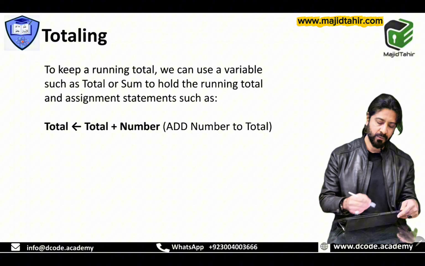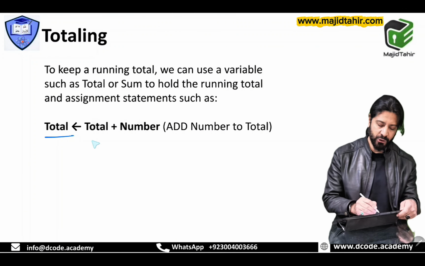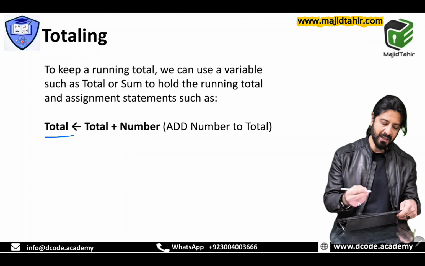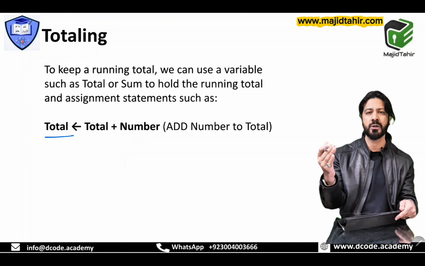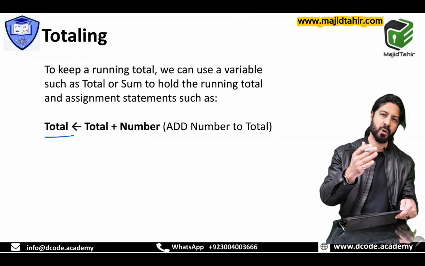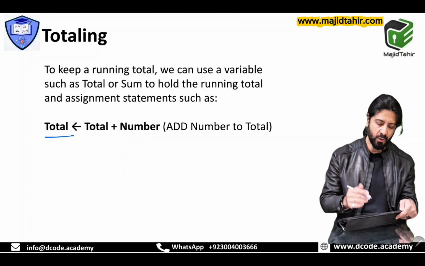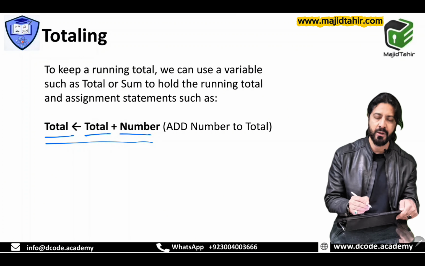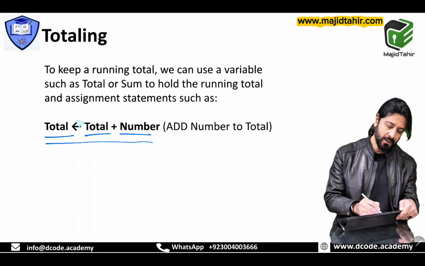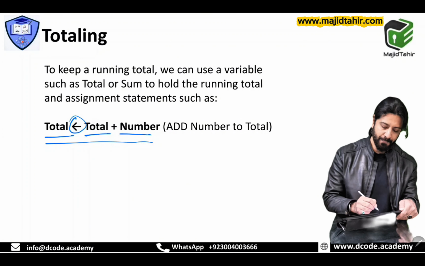For example, there is a variable of total, and you keep on adding some marks to it, and you're calculating the class total. So the marks of each student are added to the total, and in the end you'll have a complete class total. So this is called totaling, when total is being added with another number and being assigned back to the total.